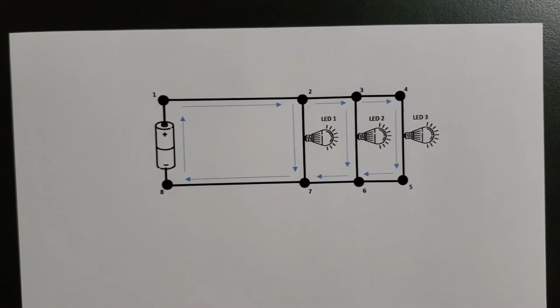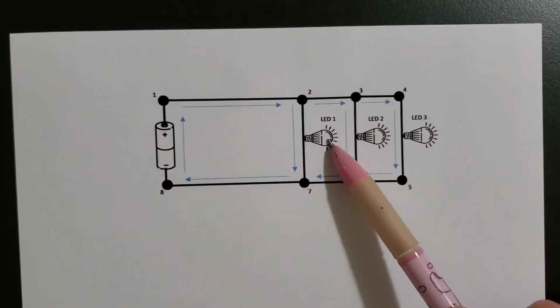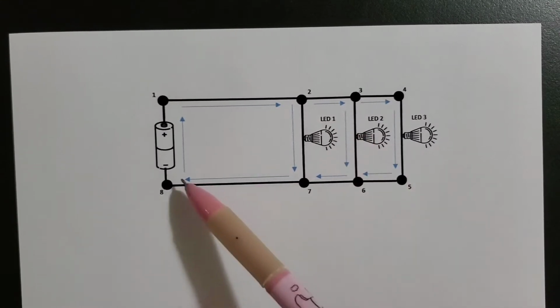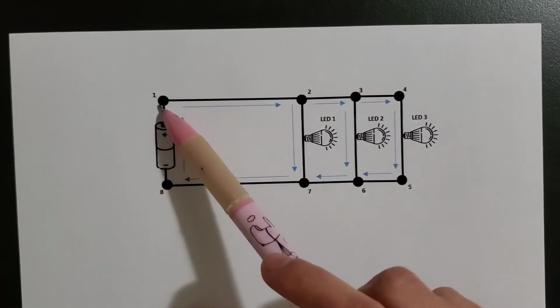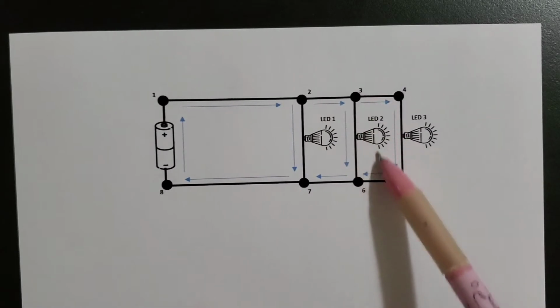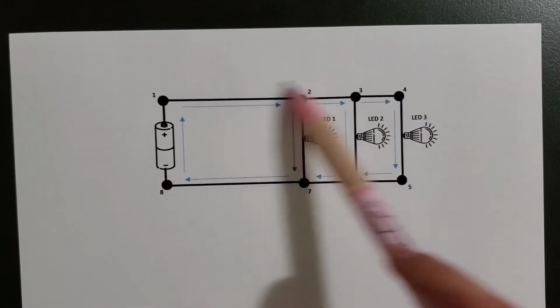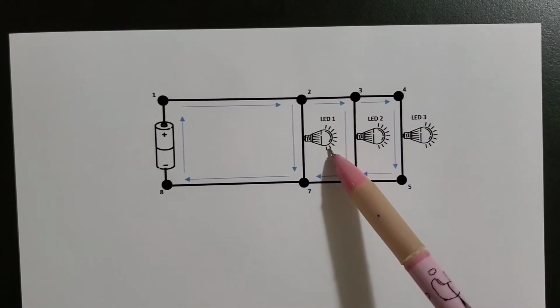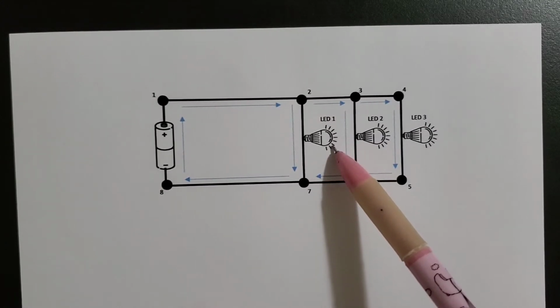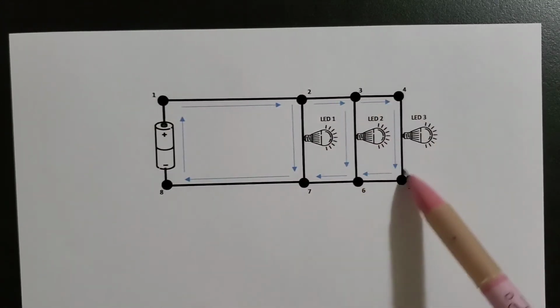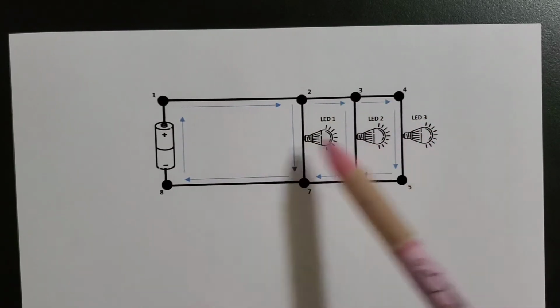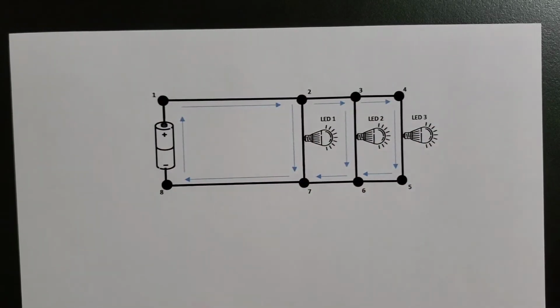One neat thing about a parallel circuit is that if one of the LEDs burns out, the electricity still has the availability to flow through the other paths in the circuit. So let's say this LED burns out. Well, it will still power these LEDs because they're not necessarily connected in the way that electricity flows through them. Whereas in the series circuit, if that first LED burned out, then the whole circuit would be incomplete and none of the LEDs would work.